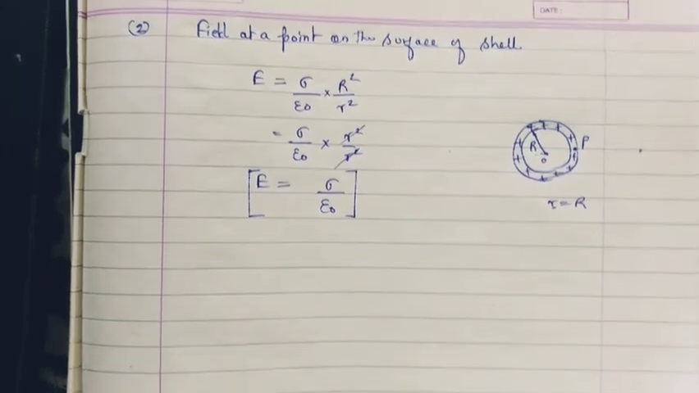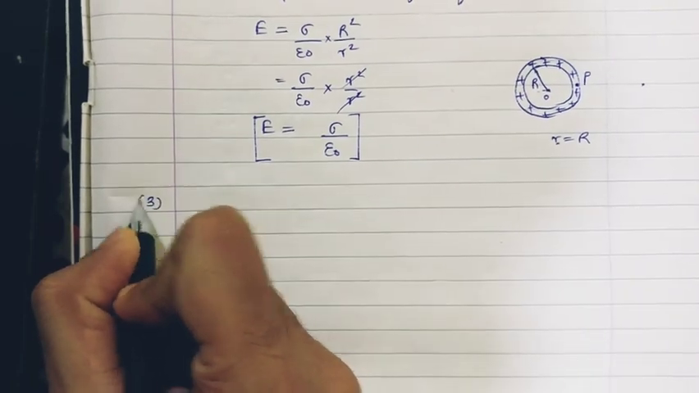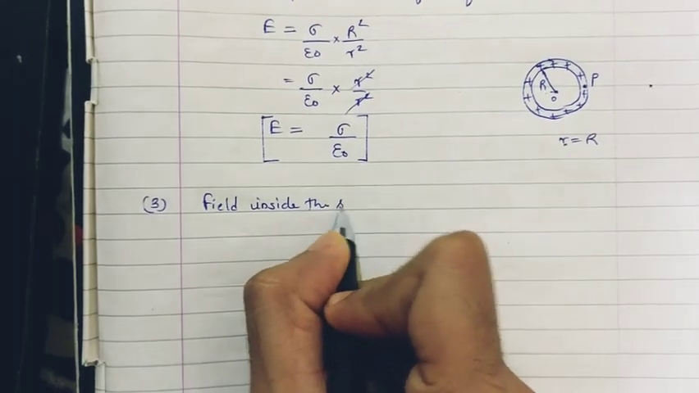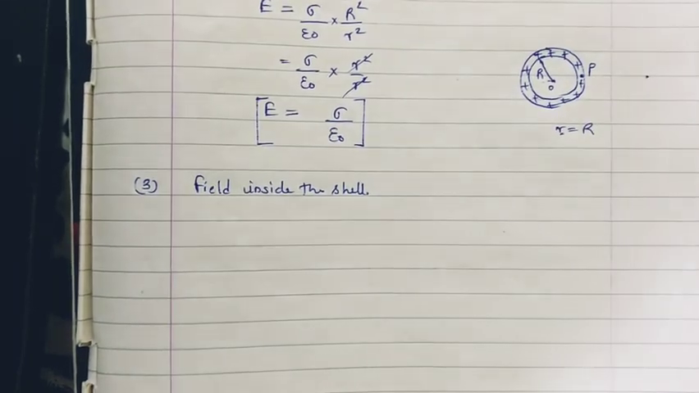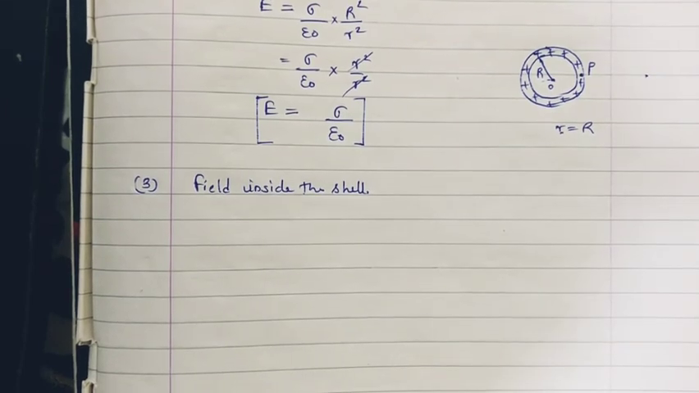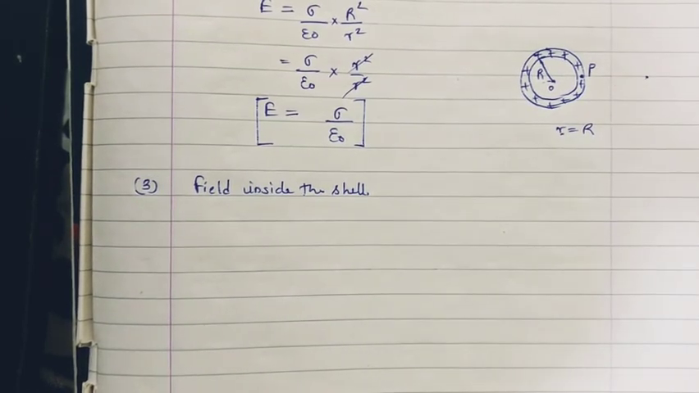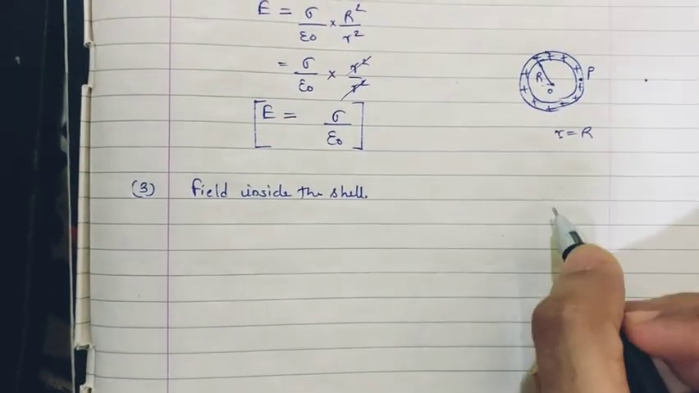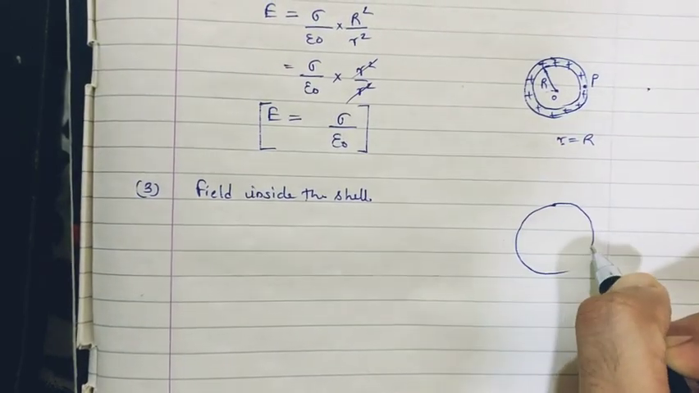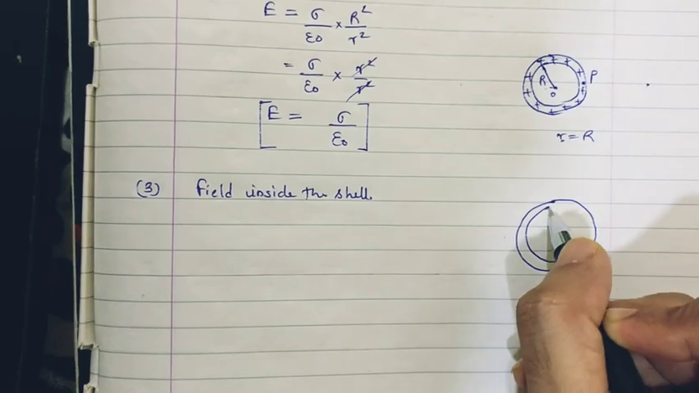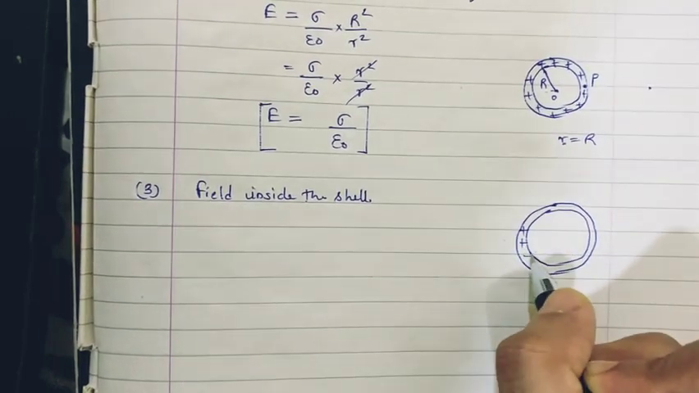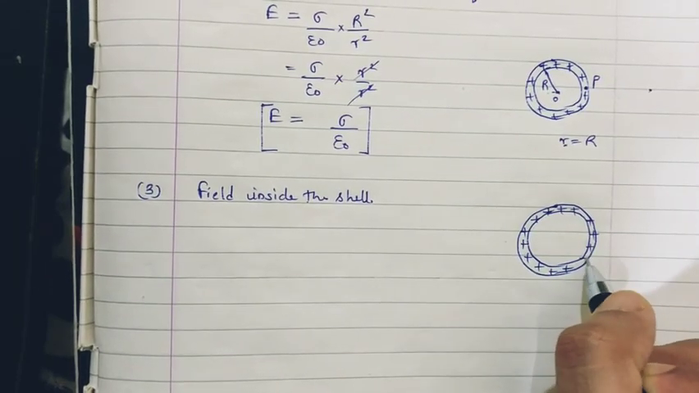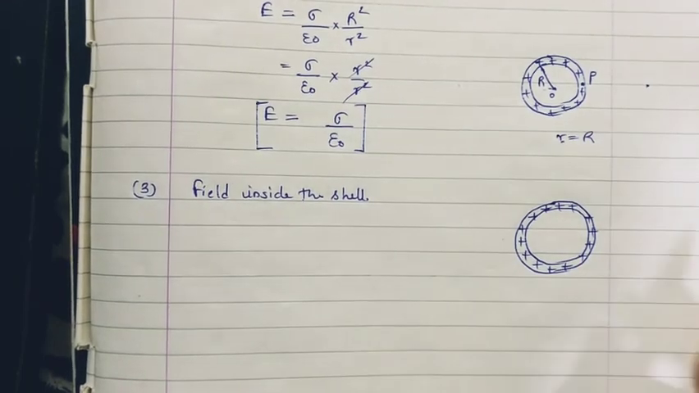Now coming to the third case, that is, field inside the shell. In this case, the Gaussian surface will be a sphere of radius small r, which will be smaller than capital R. I'll draw the figure for you. Just excuse my drawing skills. Let's consider this is my spherical shell. I'm just roughly doing it.